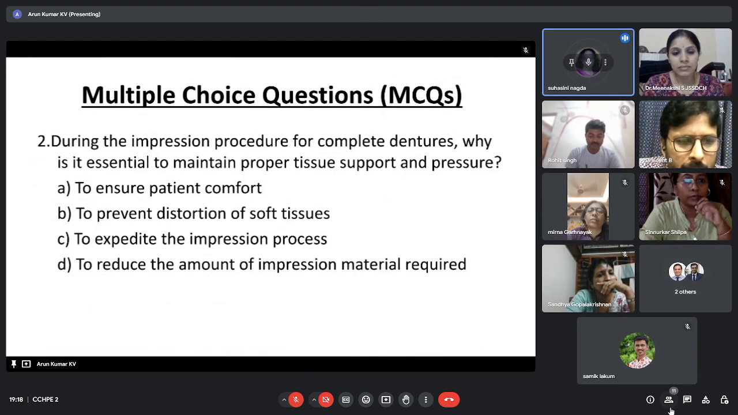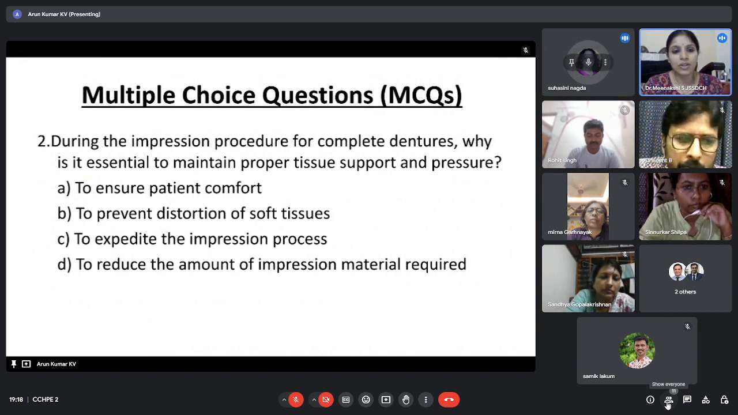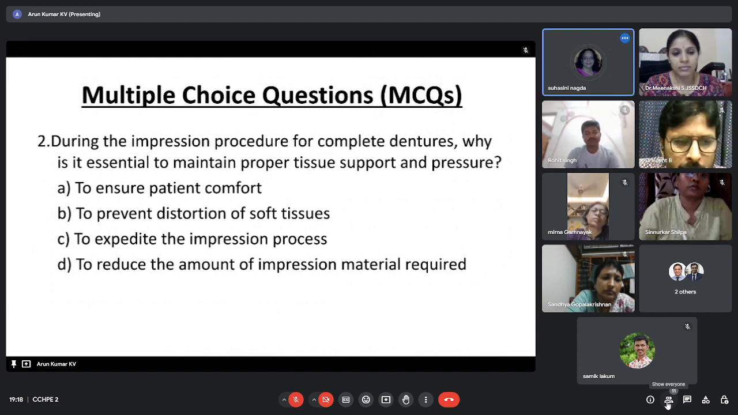But there are two answers, right? Patient comfort is also important. Yes, because of distortion, support and pressure, and also prevention. So I can't give marks for both, right, Arun?